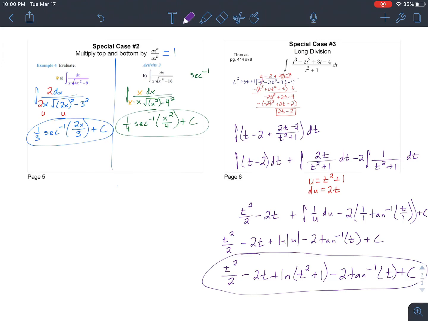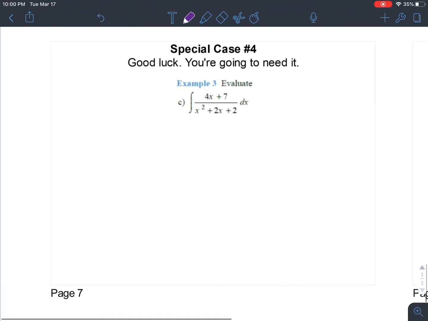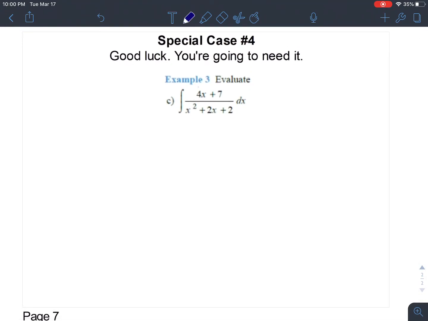And now finally, I just wanted to show you one more. I promise you this will not be on a periodic. This is going to be bad. Let's just put it that way. Special case number 4. Good luck. You're going to need it. Insert evil laughter here.